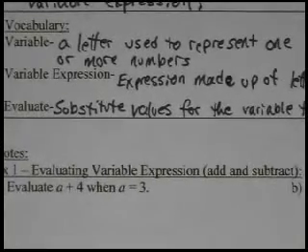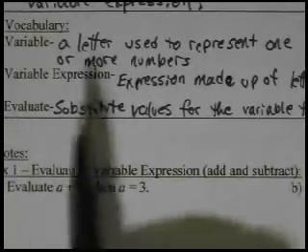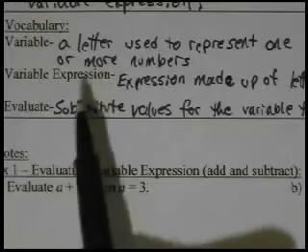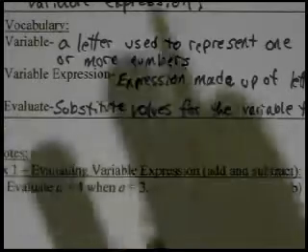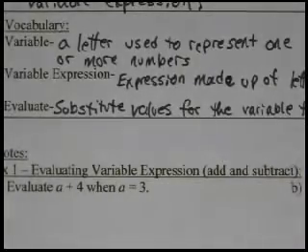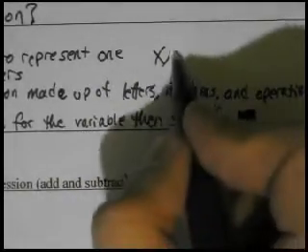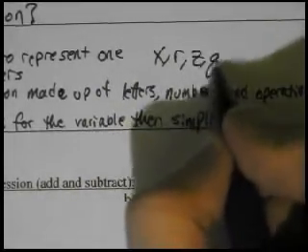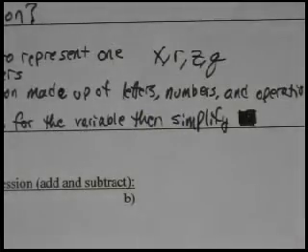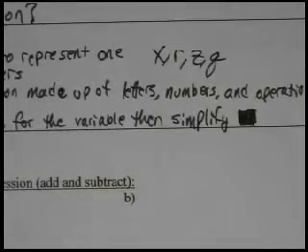First off, a variable. A variable is a letter, A, B, C, D, Z, X, Q, any letter used to represent one or more numbers. So I could have, for example, a variable of X, R, Z, Q. Any of those could represent a number.